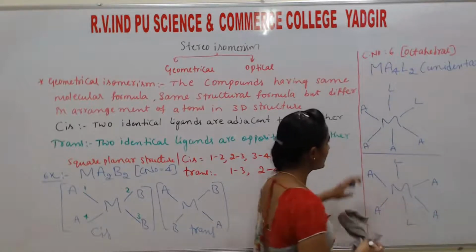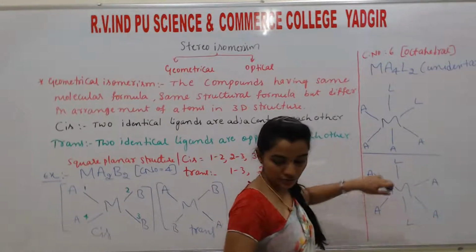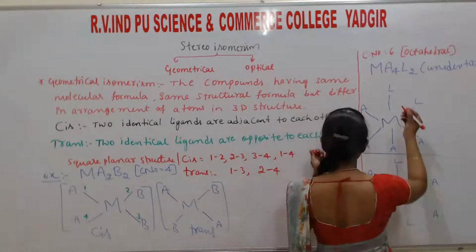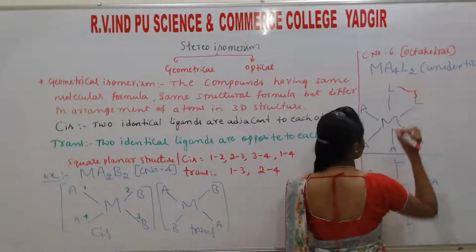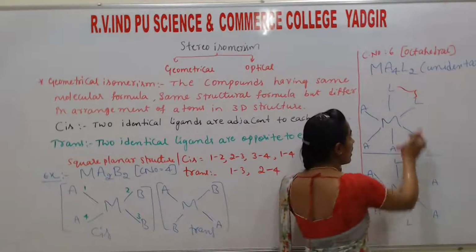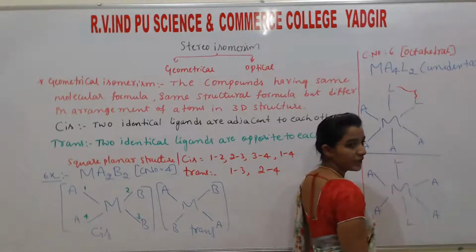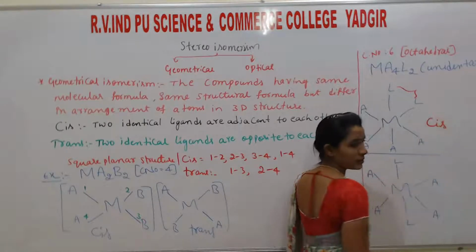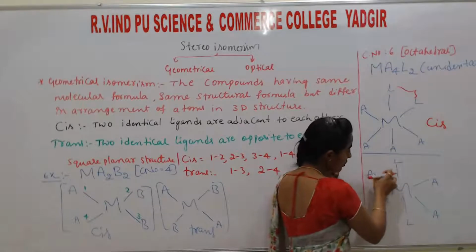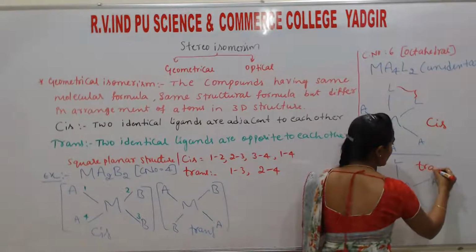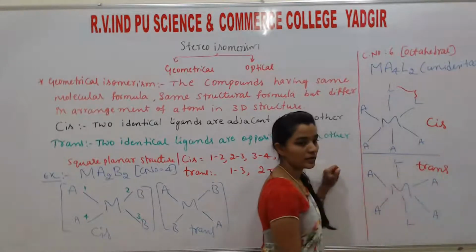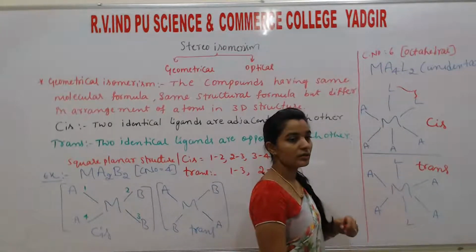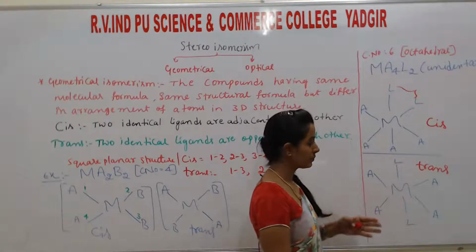So if you consider this above structure and below structure, students, we are going to understand. Listen, these two identical ligands are adjacent to each other. L and L are adjacent to each other. Hence, this is a cis isomer. Here, two are opposite to each other, then this is trans isomer. Understand? This is cis isomer and this one is trans isomer.